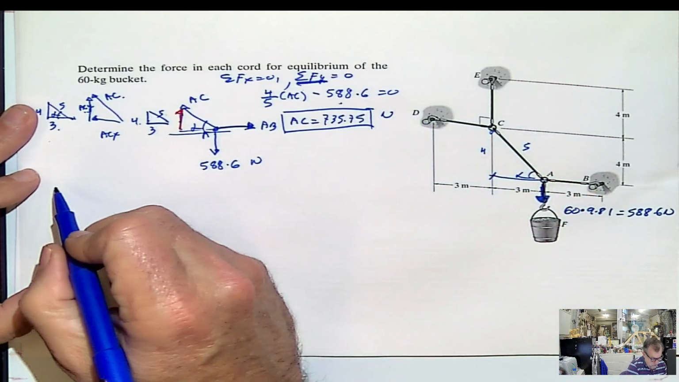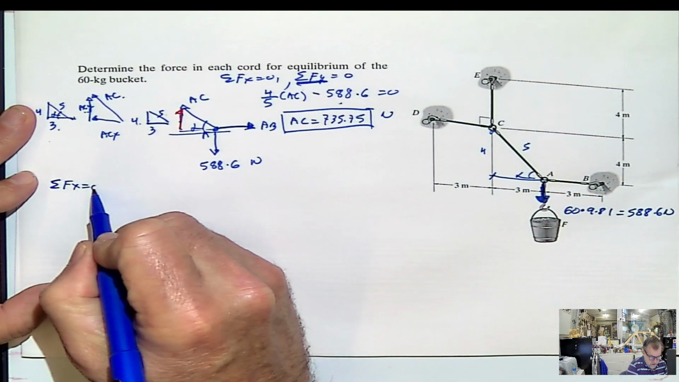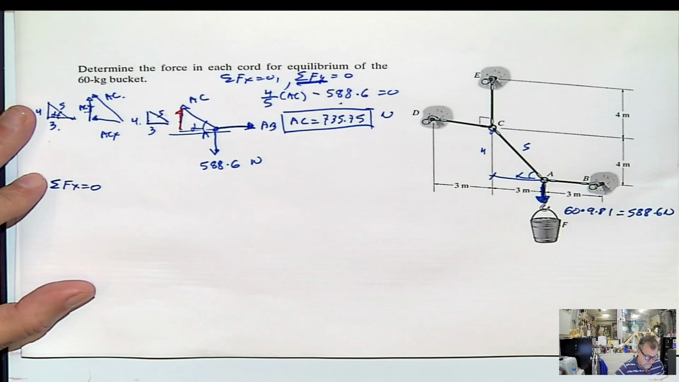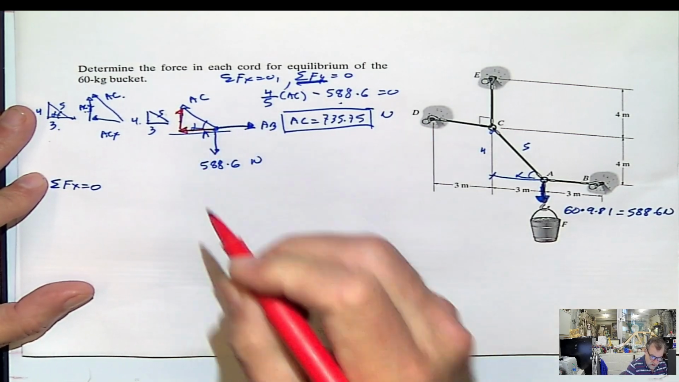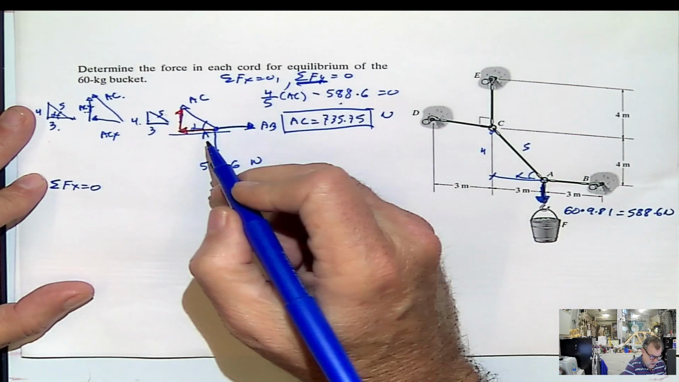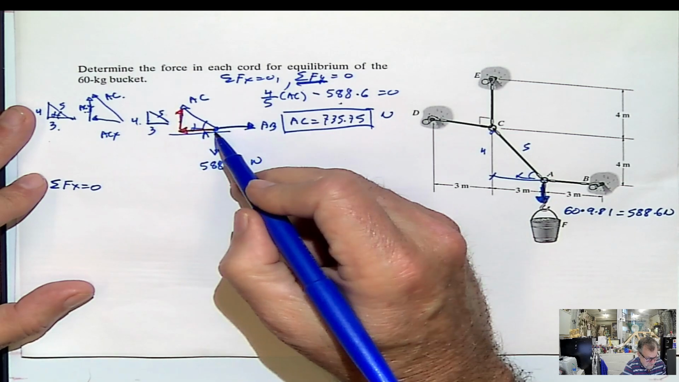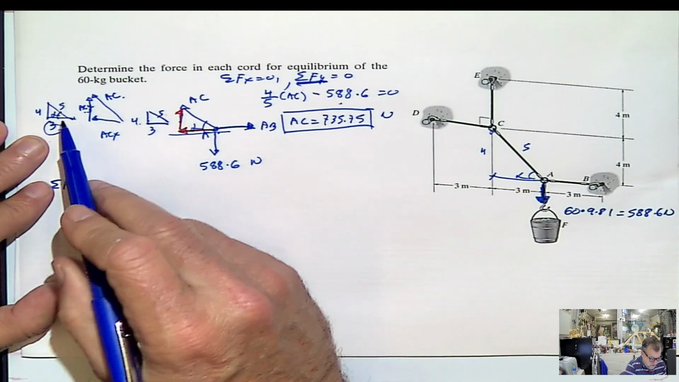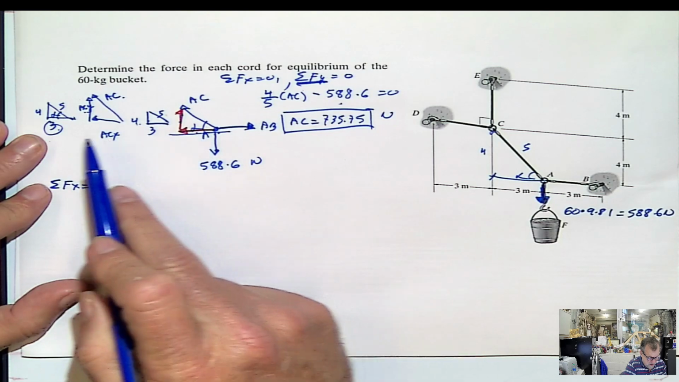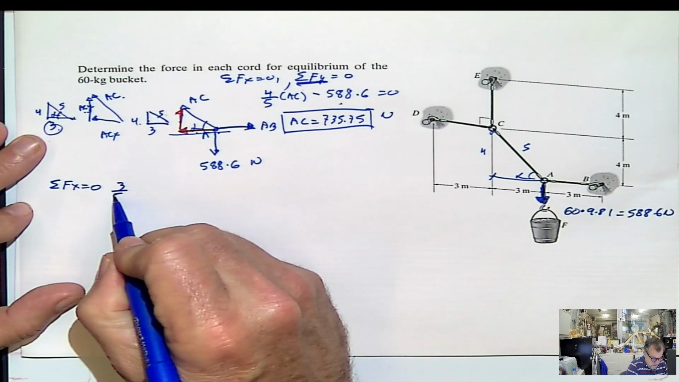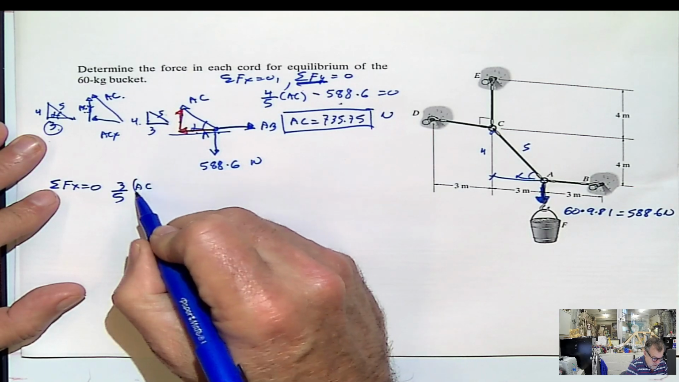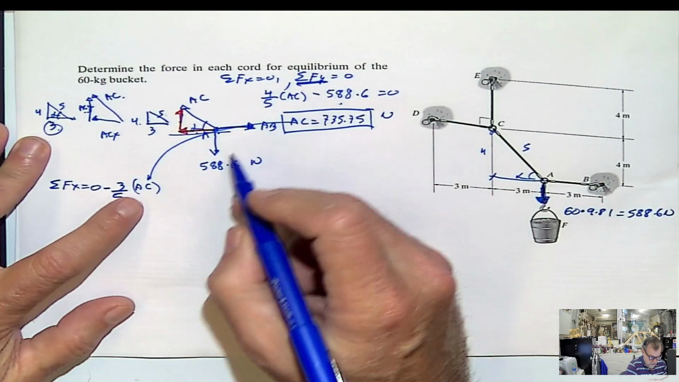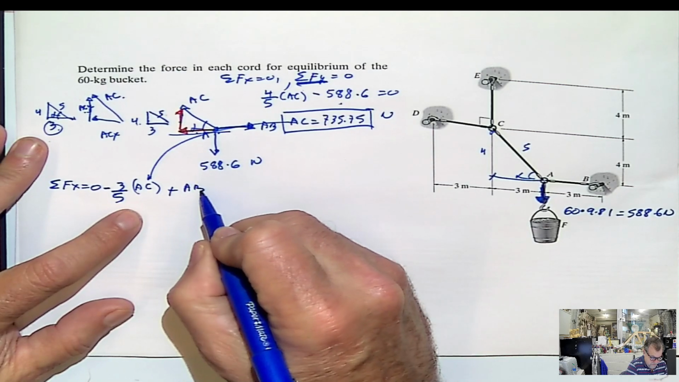What do we do now? Now we can say summation of forces in X equals 0. And what do you have in X? You have this component of AC, negative. Why negative? Because it goes to the left. And what is this value? Either cosine alpha multiplied by AC or 3. Why 3? Because it's the same side, parallel side. 3 over 5 multiplied by AC. But remember, now we know AC, and this is negative because it goes to the left, plus AB equals 0.